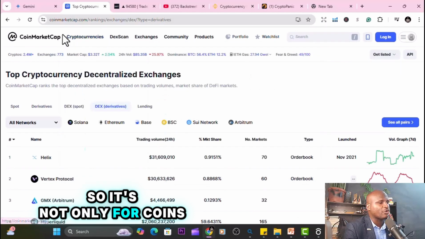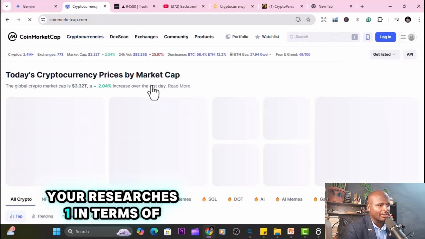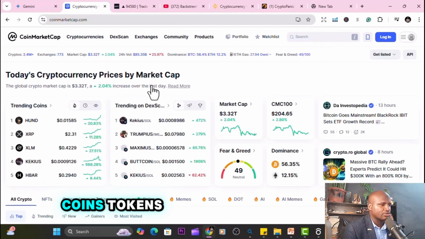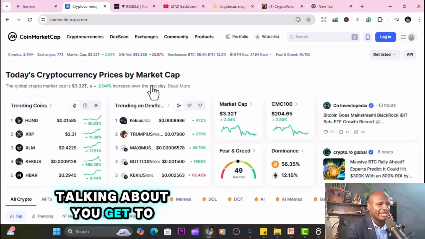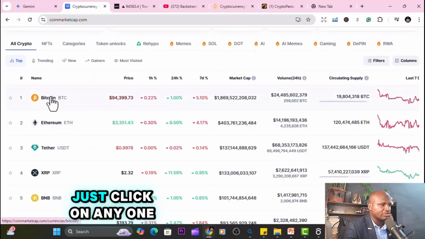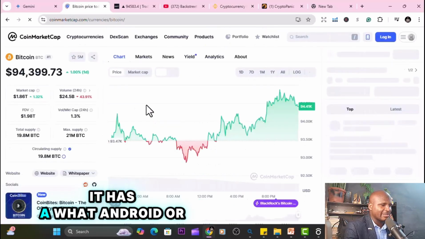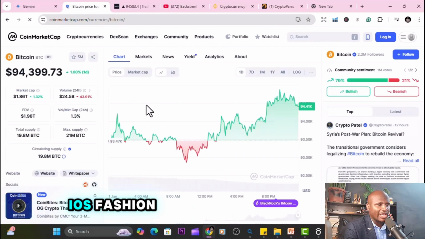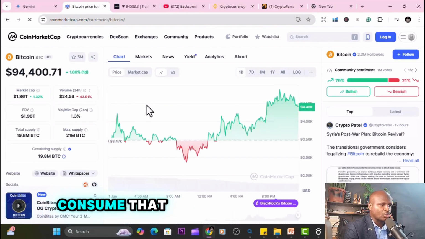So it's not only for coins. You can get to do your research, in terms of coins, tokens, meme coins, whatever coin that you are talking about, you get to see that. So once you get here, just click on any one of them, and you can also download it. It has an Android or iOS version. You can get that, and you consume that.